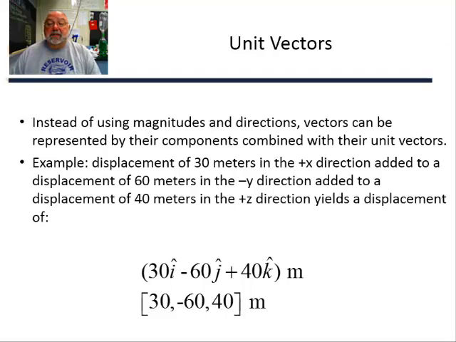And then there's another notation method that's used in linear algebra. That's how we actually do algebra with vectors. And the notation is in square brackets, 30 comma negative 60 comma 40 meters, and that describes the same vector. I use both notations throughout the course of instruction, so you need to be familiar with both notations because they are used somewhat interchangeably.